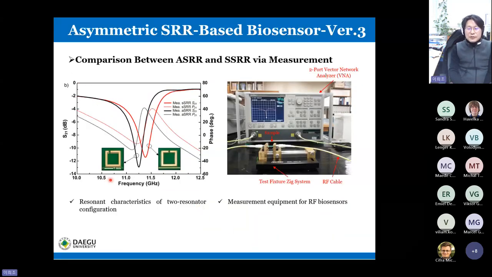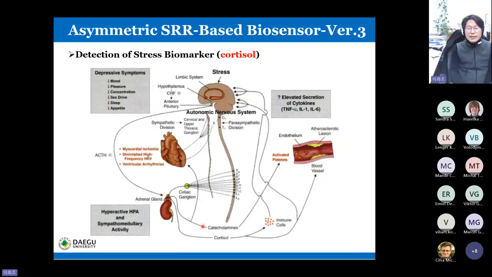Okay. From the simulation result, the designed resonator was fabricated. In this figure, we measured the asymmetric SLR and symmetric SLR devices using a test fixture system associated with a two-port vector network analyzer. Finally, we could confirm that the experimental result was as predicted by the simulations. Okay. This figure shows the generation of stress biomarkers and their effects on human physiology. From this physiological mechanism, stress induces depressive symptoms when we are continuously exposed to stress. Then cortisol is generated in the adrenal gland, and this hormone can cause endothelium and atherosclerotic lesions in blood vessels.